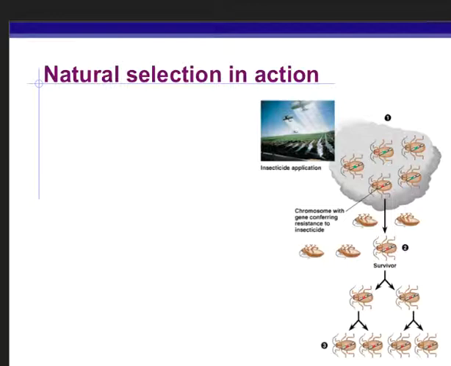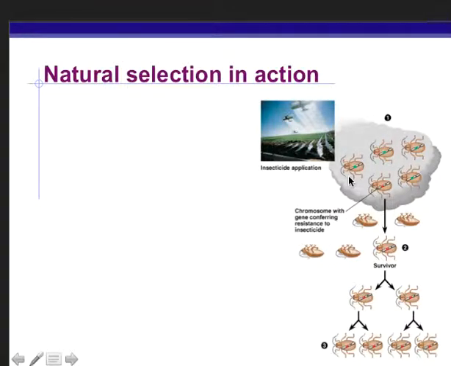Natural selection is the mechanism by which evolution happens, and we can also use it as evidence for evolution in and of itself. This insect example is easier to use because they have pretty small lifespans.